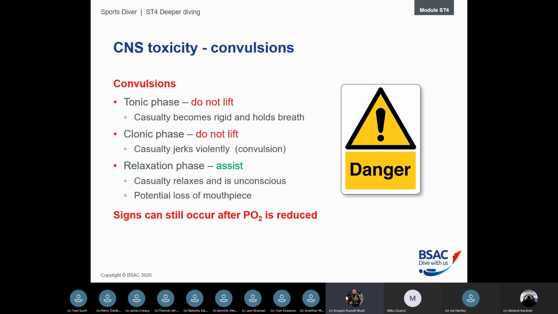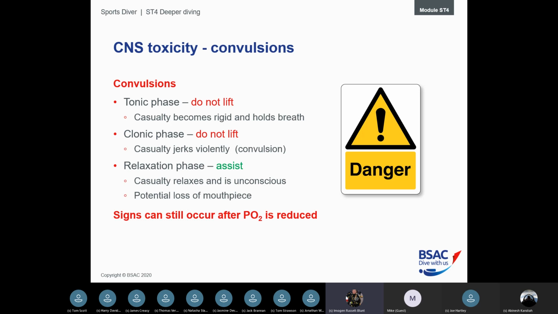They might get caught on you, and then they're still convulsing and they're dragging you around with them. So we say in that situation, you just move backwards, you let them have their clonic phase, you let them convulse. Then when they enter the relaxation phase, they go all floppy. That's when you go and help them. The tonic phase, they're rigid, they're holding their breath. Do not lift them in that phase. Only in the relaxation phase should you be going to assist the casualty.